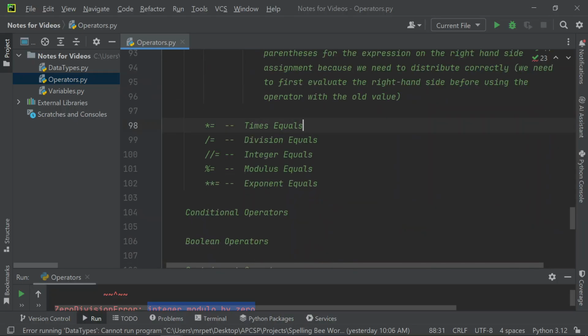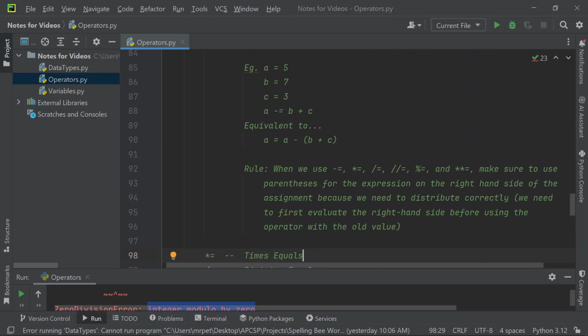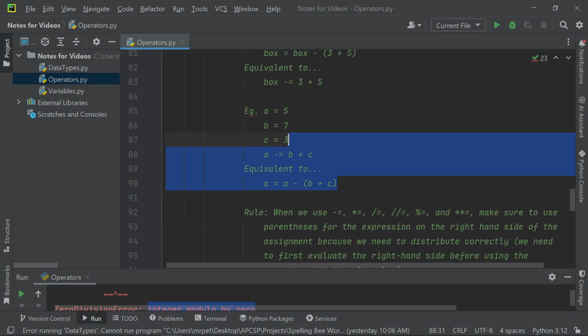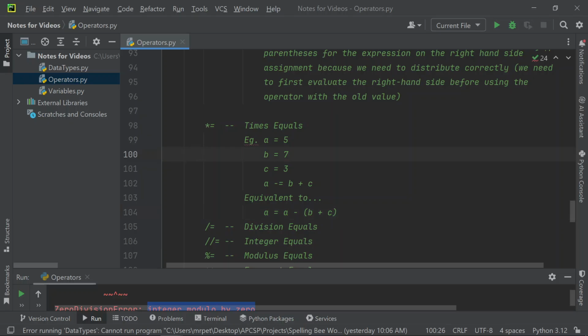Okay, for times equals, that's going to work really similar. If we have a times equals b plus c, that's the same as saying a is equal to a times b plus c. I will write out the example here for these just so we're clear for at least a few of these. So if we say times equals, this is the same as saying a times b plus c. And we know that the times distributes. We would have a times b and also plus a times c. Right? I'll write it out.